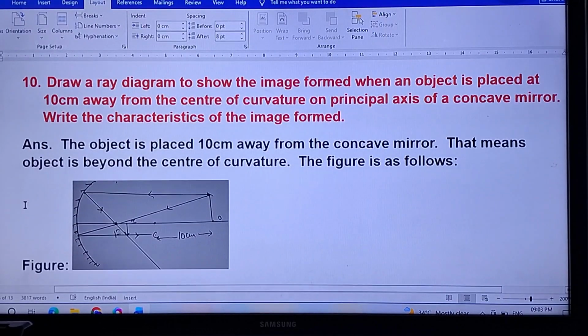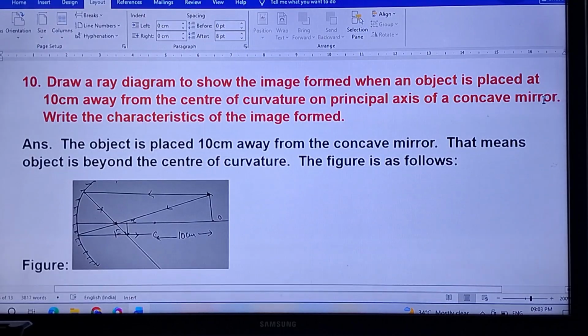Okay. Now the next one: draw a ray diagram to show the image formed when an object is placed 10 centimeters away from the center of curvature. Please understand, children. After the center of curvature, 10 centimeters away on the principal axis of a concave mirror. Write the characteristics of the image.